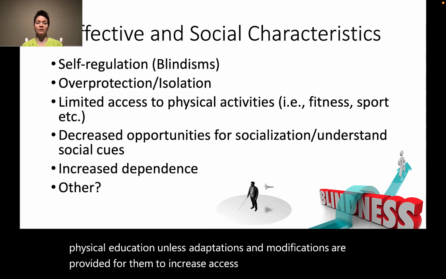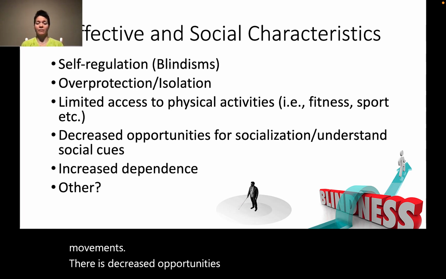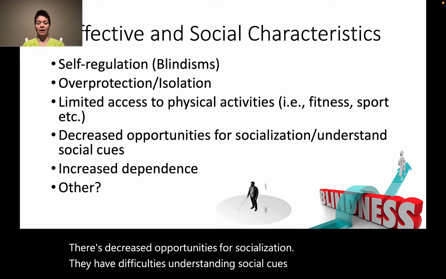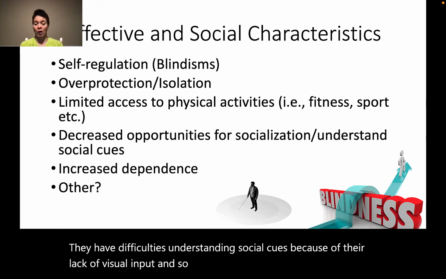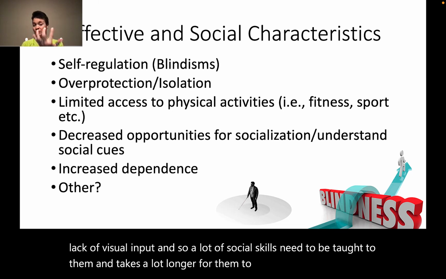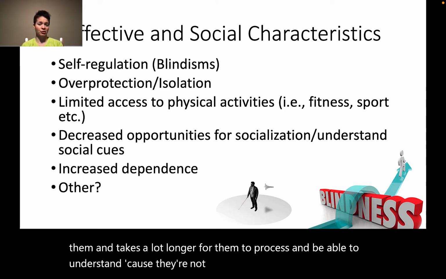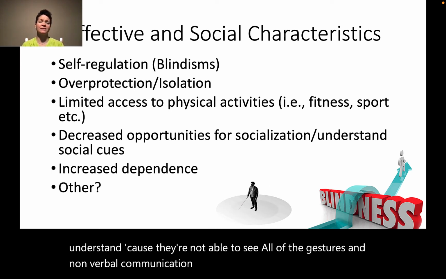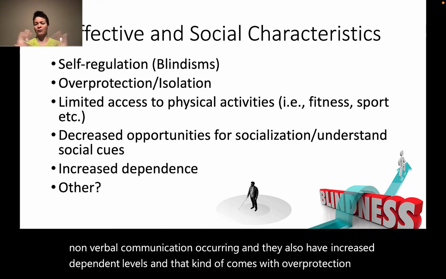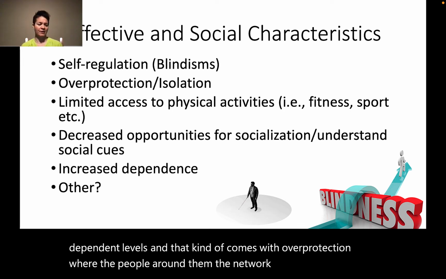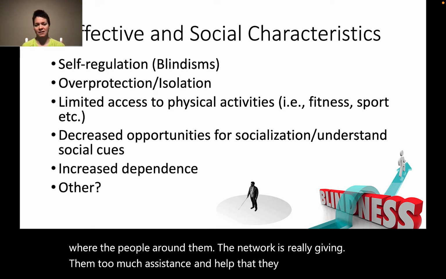There's decreased opportunities for socialization. They have difficulties understanding social cues because of their lack of visual input. And so a lot of social skills need to be taught to them, and it takes a lot longer for them to process and understand because they're not able to see all of the gestures and non-verbal communication occurring. And they also have increased dependence levels, and that kind of comes with overprotection, where the people around them, the network, is giving them too much assistance and help, so they will develop dependency as well.